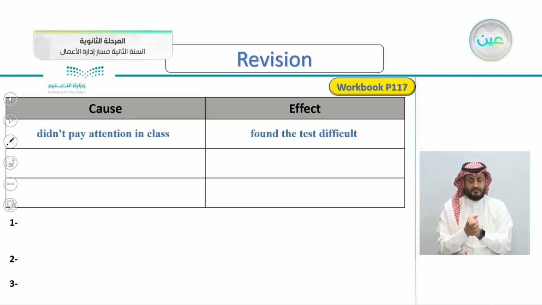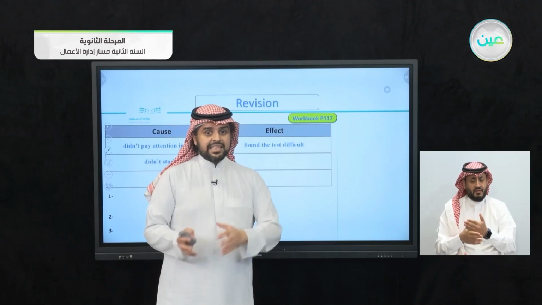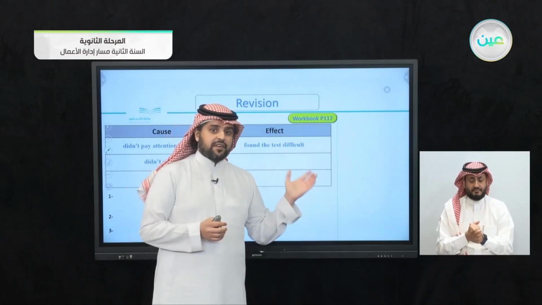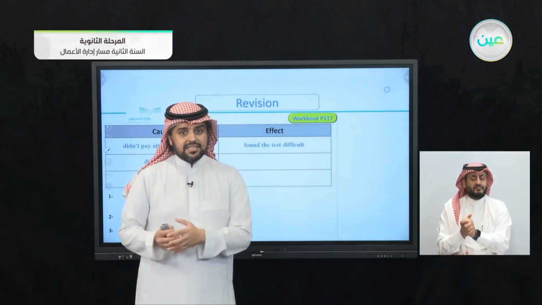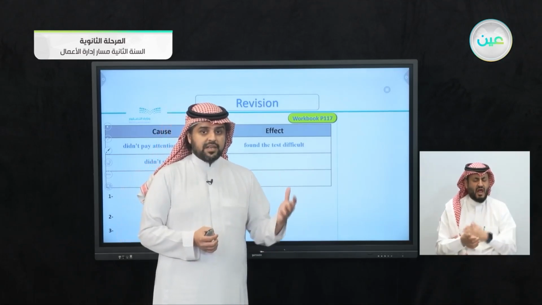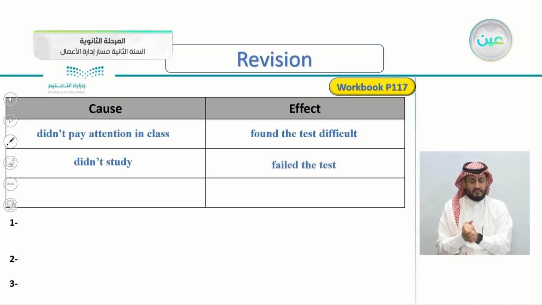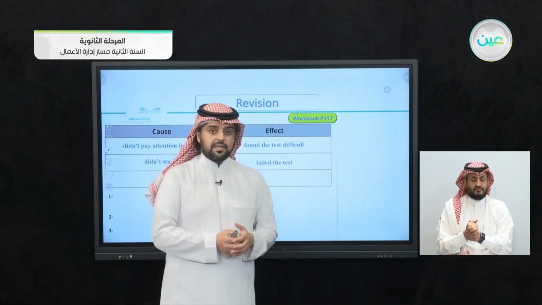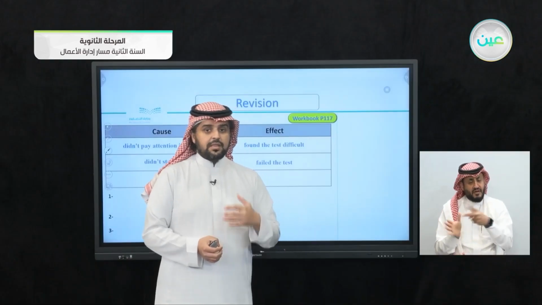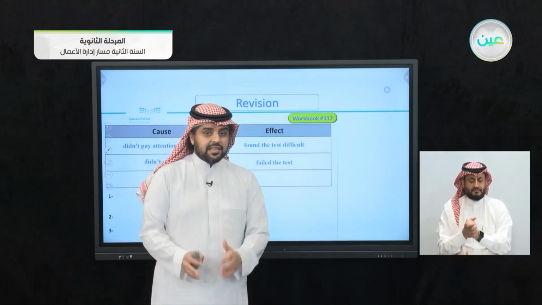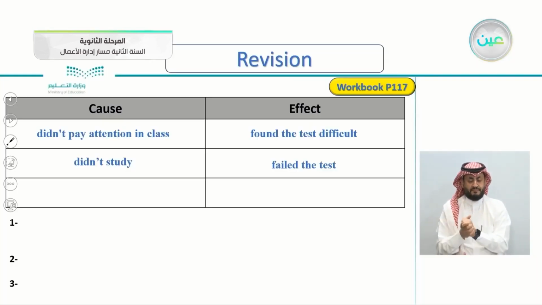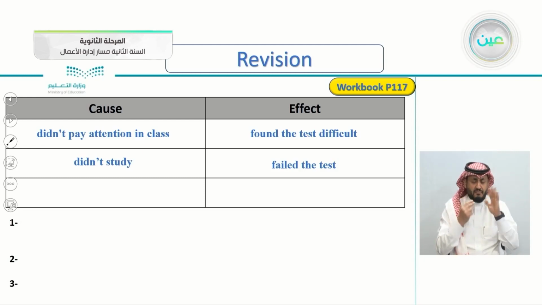Okay, so let me give you what I wrote in the second one. Didn't study. So just as simple as that. The cause is that the student didn't study. So what's the effect? Of course, when a student doesn't study, we have lots and lots of effects. But here in our situation, the effect would be failed the test. So later on, maybe they failed the test. Why? Because they, or he or she, didn't study. So the first one, didn't pay attention in class, found the test difficult. The second one, didn't study, failed the test.